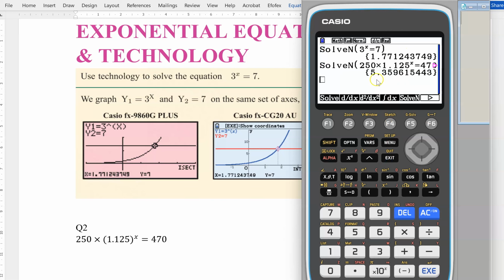We press Exit, and this is our answer here. So put it to 2 decimals, 3 decimals, whatever you want. Hopefully it's a good reminder of how you can use SolveN to help you solve these. And of course, this also will work for linear equations.